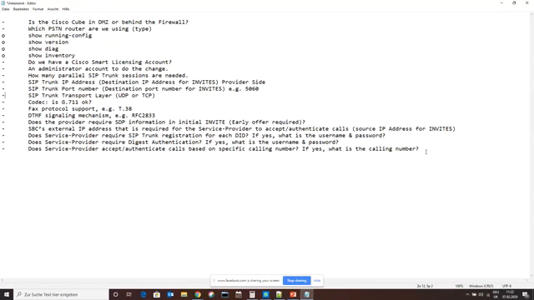What kind of transport layer for the SIP trunk do you support? For example, I have seen that Deutsche Telekom, the provider in Germany, says we don't support UDP, we only support TCP, maybe because of some security reasons. Codec, I already talked about codec, so they support G711.